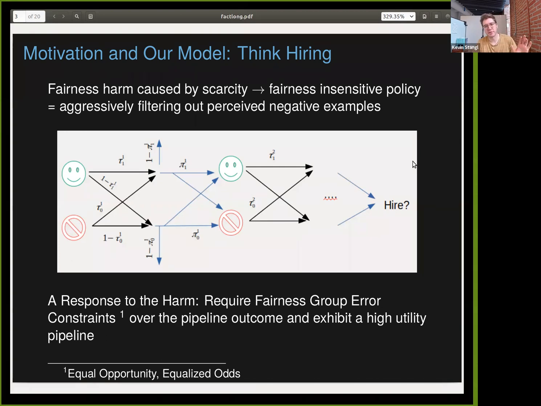And so going back to the high level motivation I was saying earlier, the economic constraint comes from these final interviews, the last round.